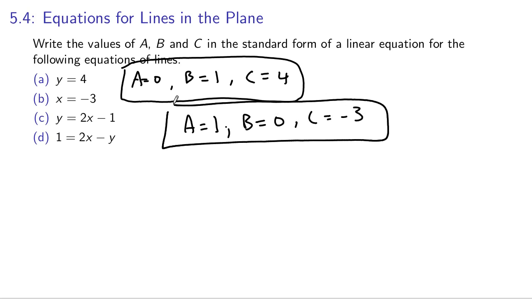For part C, now we need to rearrange, so we need to move the 2x over. Minus 2x plus y is minus 1. So A is minus 2, B is 1, and C is minus 1.